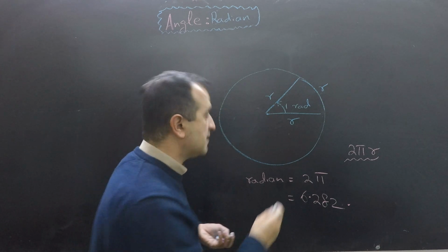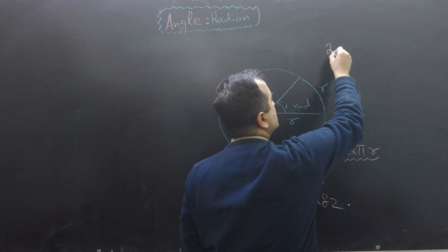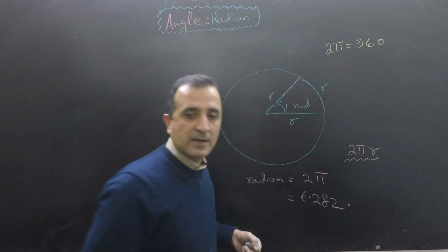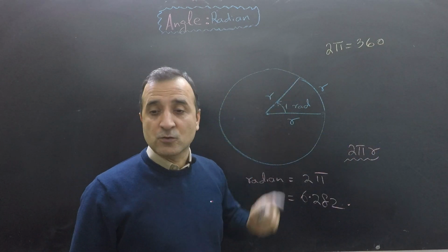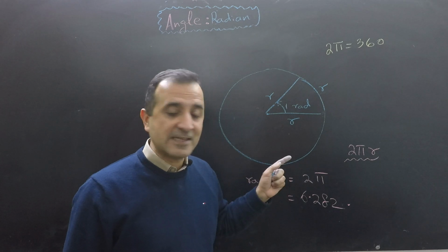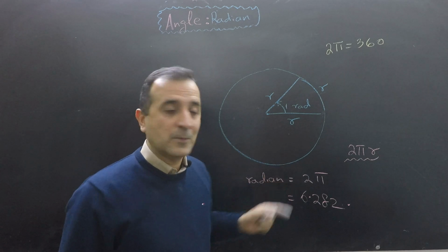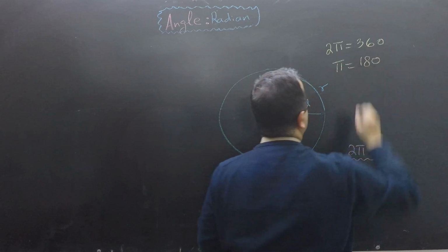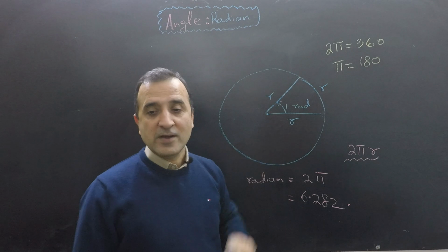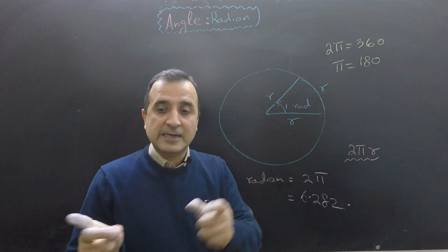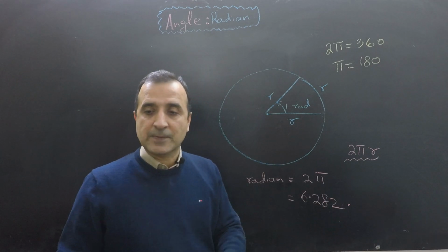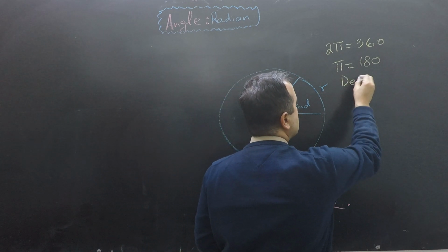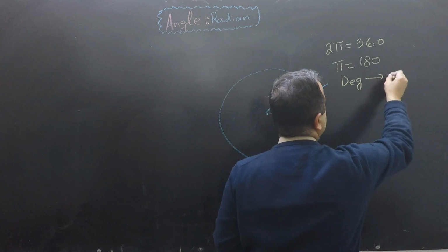That means 2 pi is equal to 360 degrees, right? What is 180 equal to? Pi. So pi is equal to 180 degrees. And now from here we can find the formula to convert degrees into radians and radians into degrees. Let's say I have to convert some degree to radians.